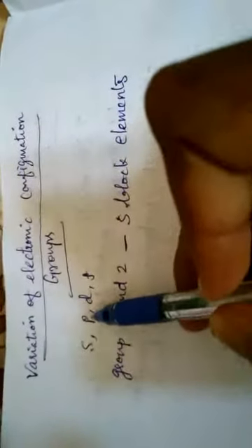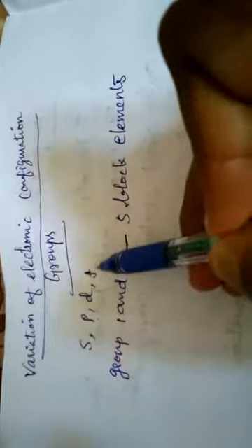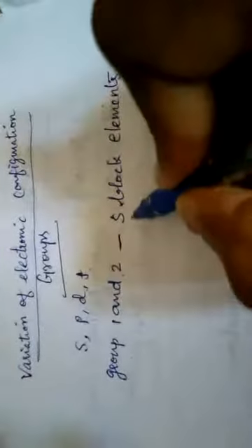Good morning students. Today we start the variation of electronic configuration of groups. All the elements are present in 4 blocks. What are the 4 blocks? S, P, D, F. So group number 1 and 2 are called S block elements.